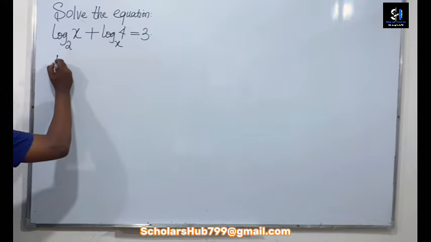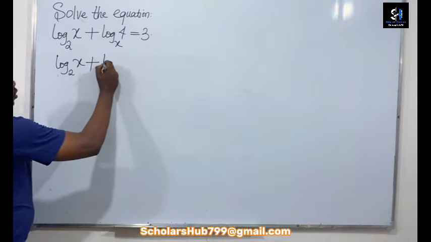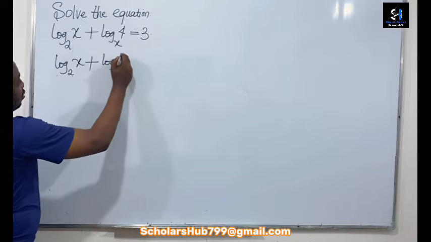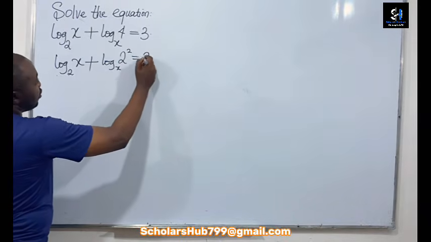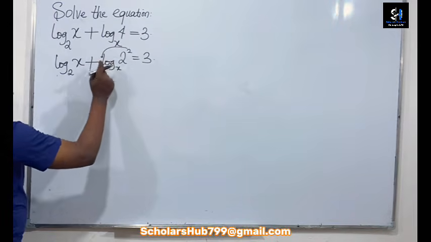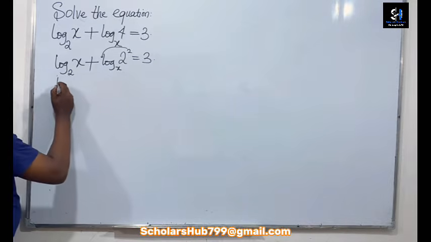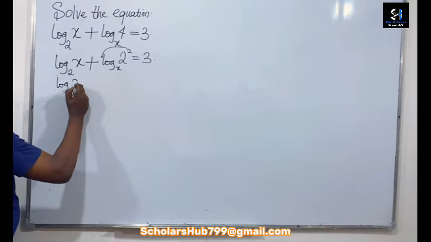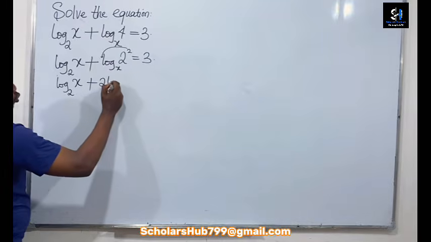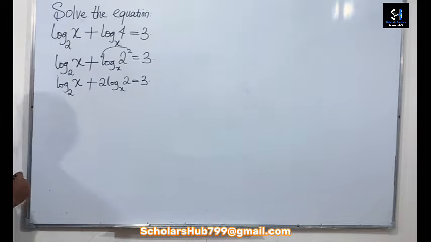So I'm going to write this again: log to base 2 of x plus log to base x of 2 raised to the power of 2 then equals 3. So I'm going to bring the power here so that it becomes the multiplier of the log. So I'll write this again: log to base 2 of x plus 2 log to base x of 2 equals 3.